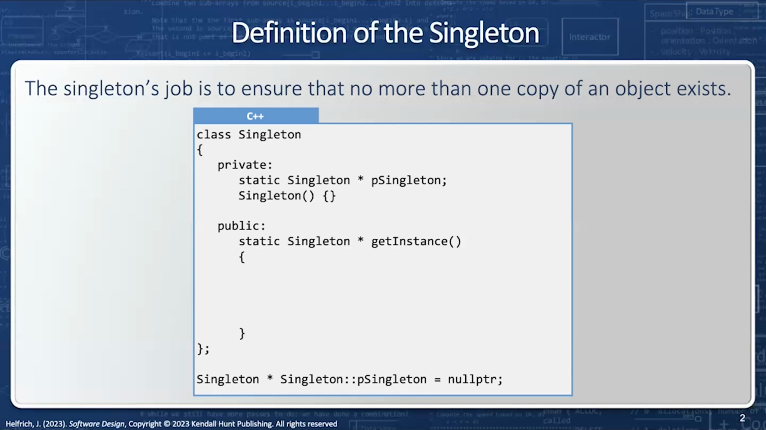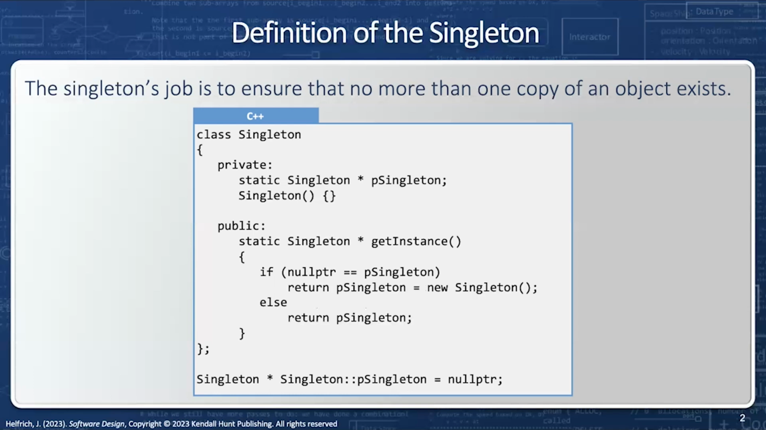Now I'm going to have a public method called getInstance. Now, because this method is static, that means that we can access this method even without an object. And it's going to return a pointer to singleton. Now I'm going to say, hey, if pSingleton is the null pointer, which means I've not yet instantiated a version, then I will create a new instance of it. Otherwise, I'll return the instance I have previously created.